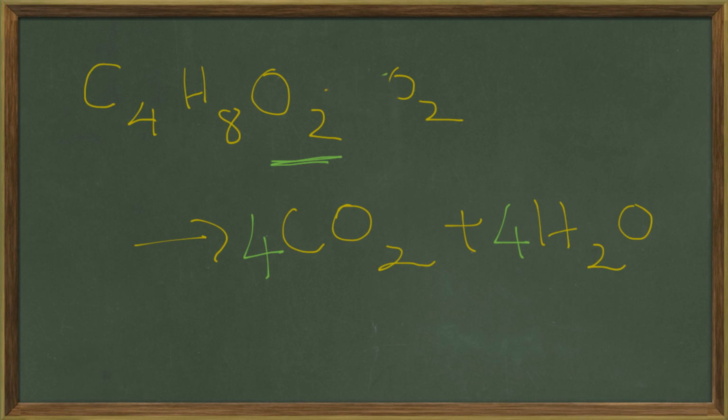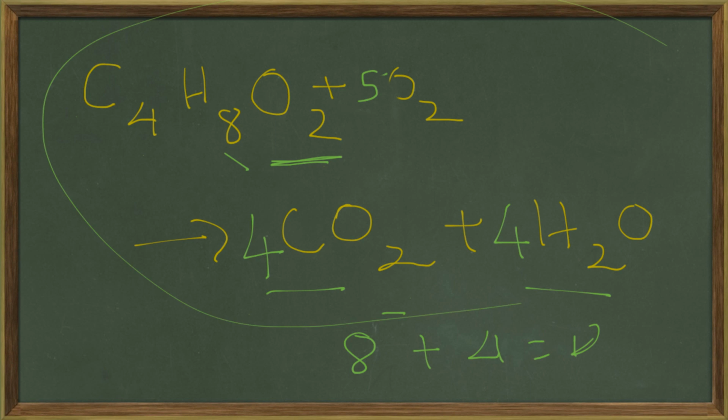Now it's balanced. So if I balance it, 4 carbon, 4 carbon. 8 hydrogen, 8 hydrogen. 2 and 10, it's 12. 4 into 2, 8 plus 4 is 12.